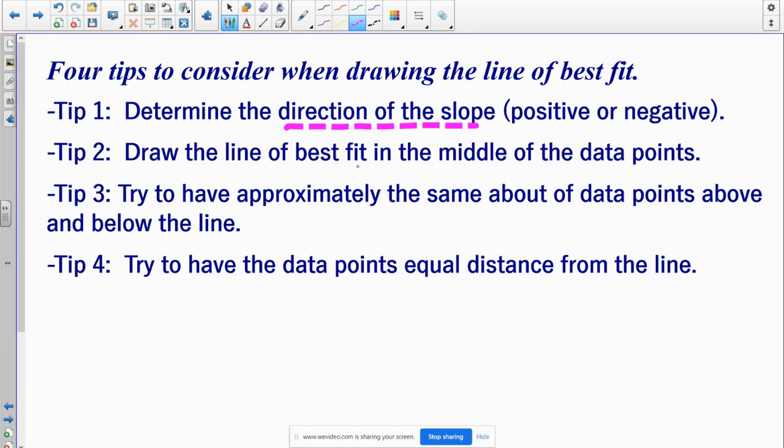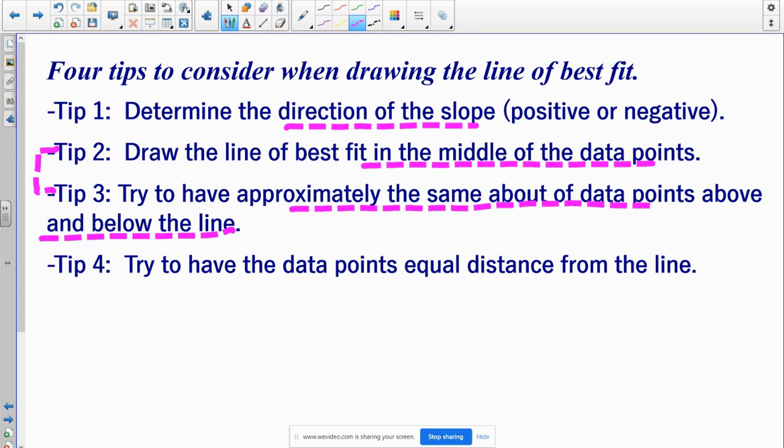Draw the line of best fit in the middle of the data points. These kind of go together, tips 2 and 3: try to have the same amount of data points above and below the line. Now, I'm not saying you have to do it perfectly. Let's say you have 8 above and you have 8 below. That doesn't always happen that way. Maybe you have 8 above and 6 below.